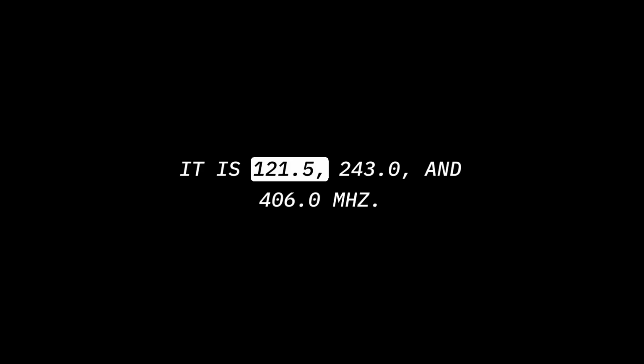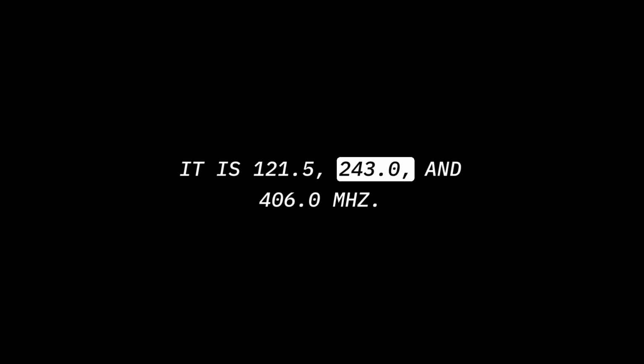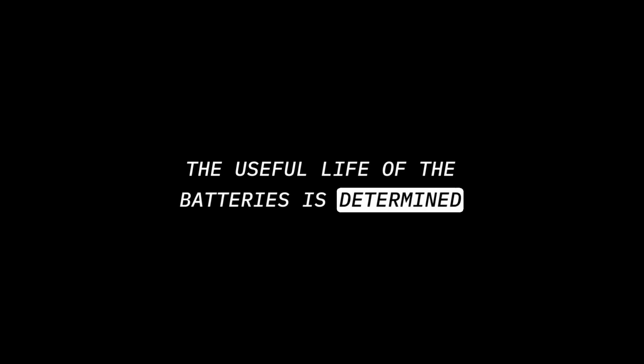What is the frequency of an emergency locator transmitter, ELT? It is 121.5, 243.0, and 406.0 megahertz. How can you determine when the batteries of an ELT should be replaced? The useful life of the batteries is determined by the battery manufacturer, and the battery replacement date must be marked on the outside of the transmitter. Time is computed from the date of manufacture of the battery.